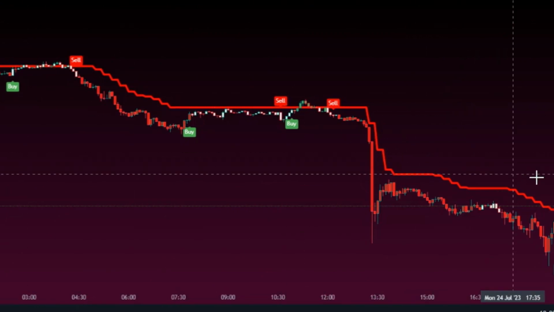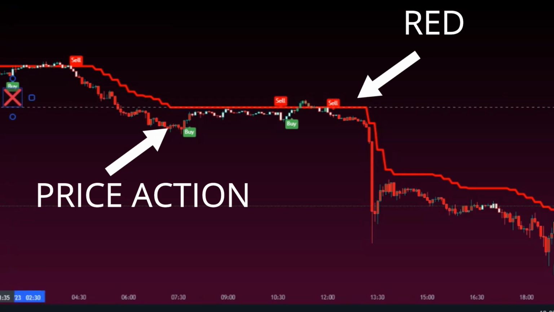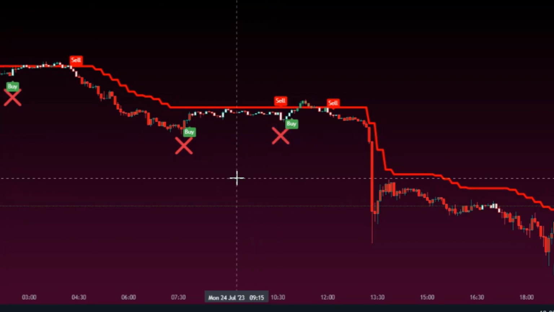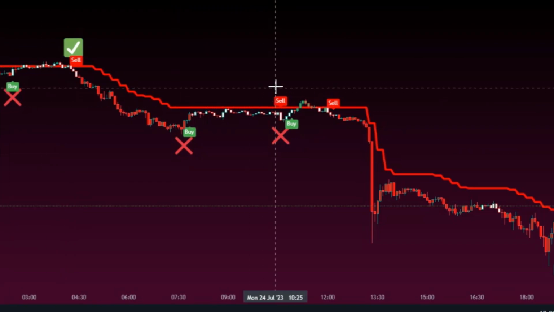And similarly, if the line turns red and the candles form below it, we need to filter all buy signals because the current market trend is down. So in this case, all buy signals that happen during correction get filtered out and prevent you from taking a loss.